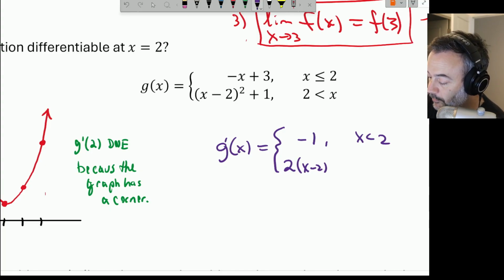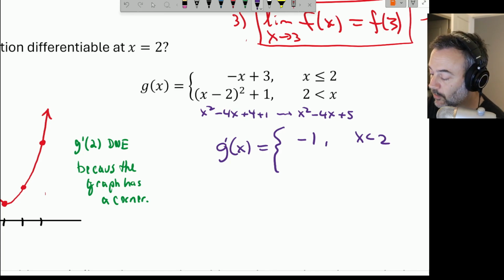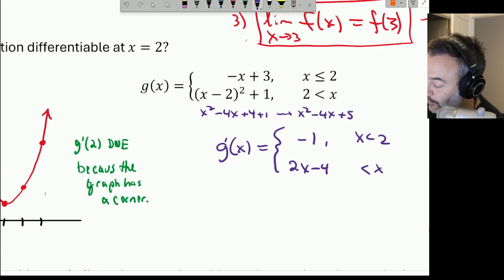And how would we get that? We get x squared minus 4x plus 4 plus 1. So this would be x squared minus 4x plus 5. And the derivative of that, I'll do it that way, since we're not doing chain rule on this test, the derivative of this would be what? 2x minus 4 for x greater than 2.